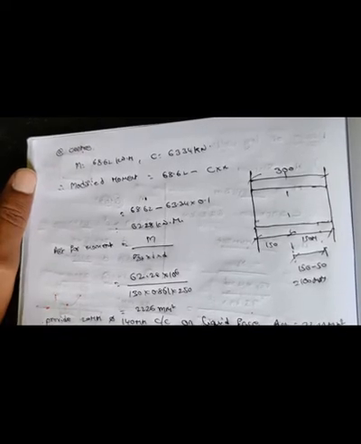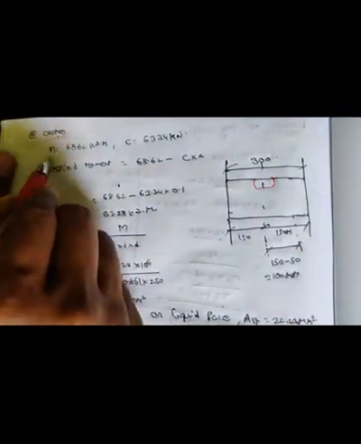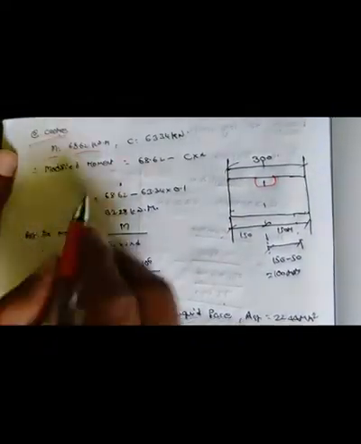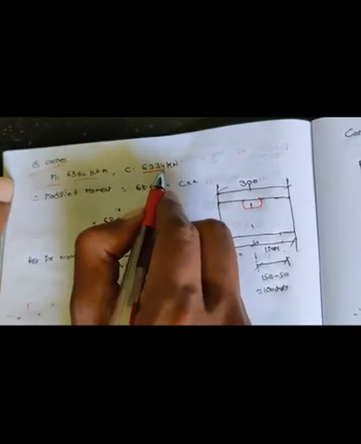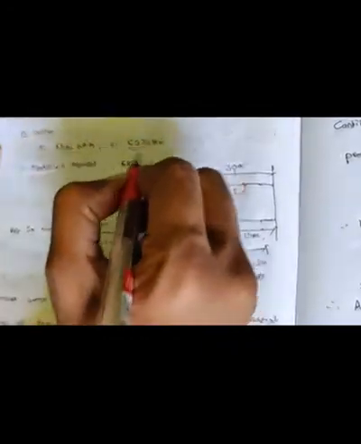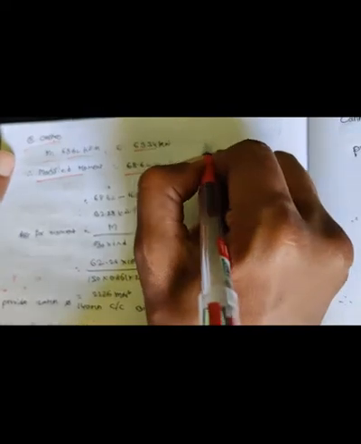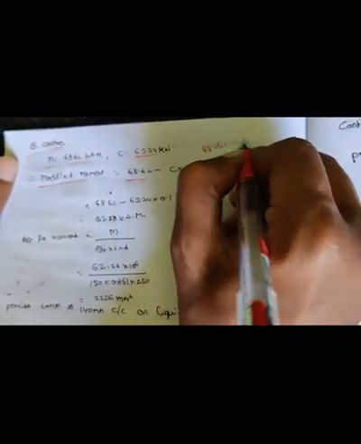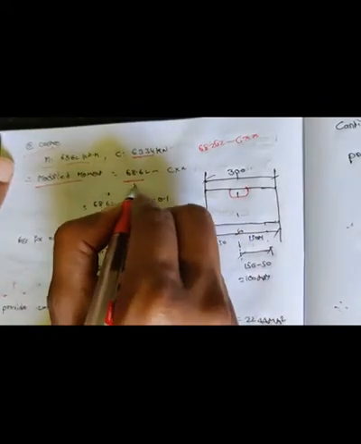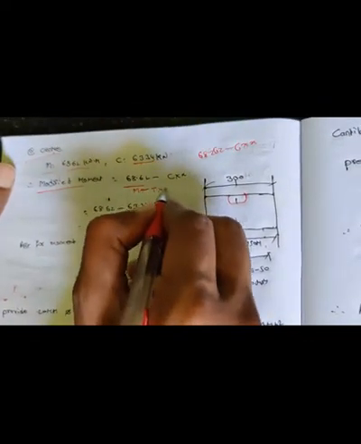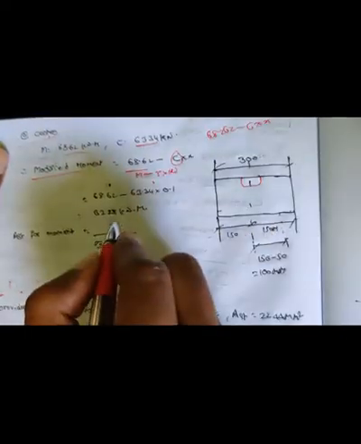Now we should find for the center. At center our moment is 68.62, and compression is 63.34 kilonewton. Now modified moment is nothing but capital M minus C into X, where capital M is 68.62. This formula we have seen before also, M minus T into X, where T is tension and C is compression.